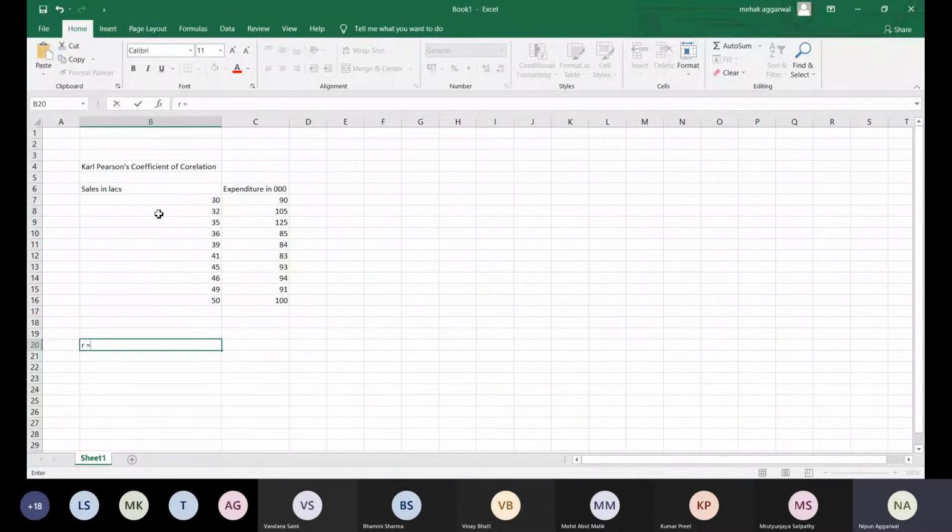As we have discussed, that is the Karl-Pearson's coefficient of correlation. So we want to find the relation between the sales and expenditure. This is the sales in lakhs given to you. This is the advertising expenditure in thousands. Now I want to find the correlation between the two. For that I have to write the formula. So the formula is like this.